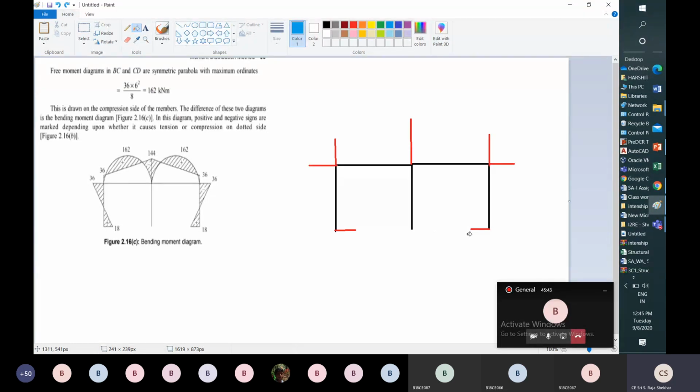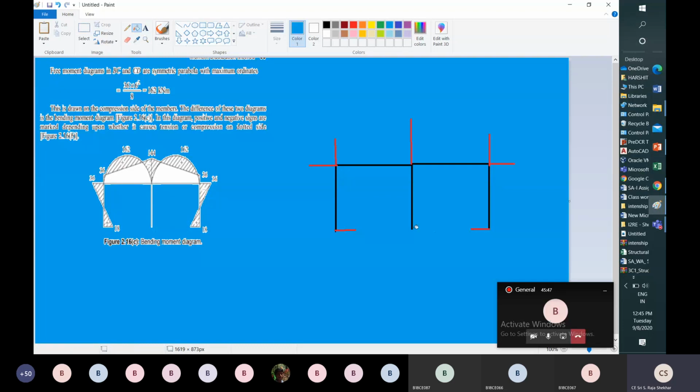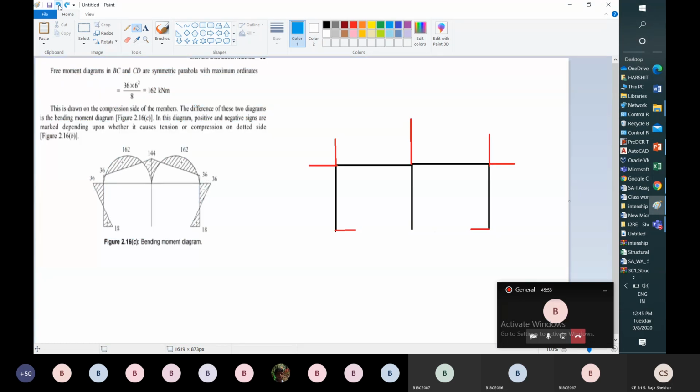So these are the ordinates. What we need to do is join all these ordinates, and you will get the variation of the end moment diagram. This represents the variation of the end moment diagram.